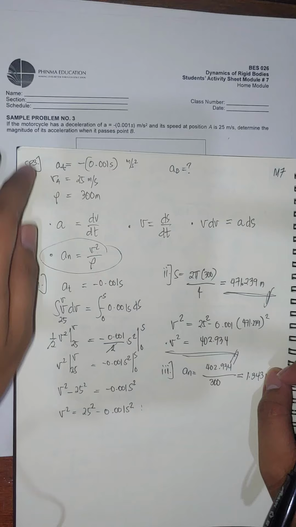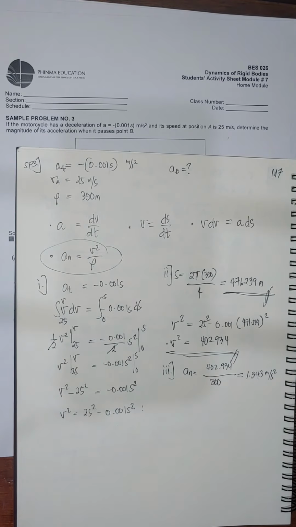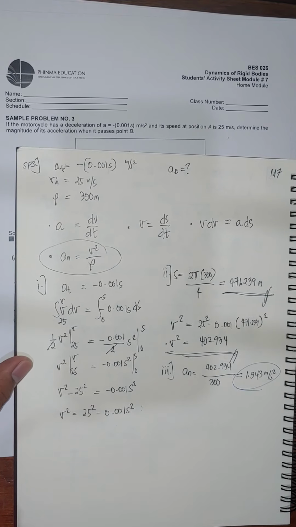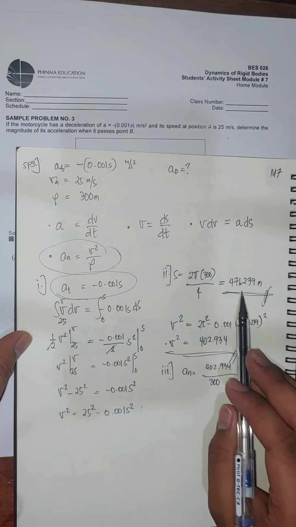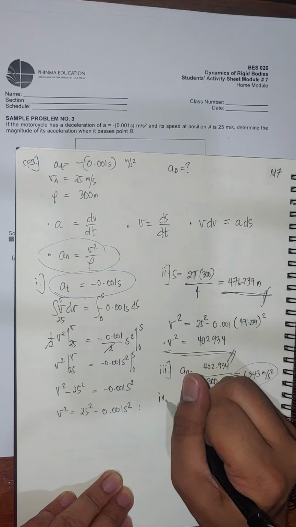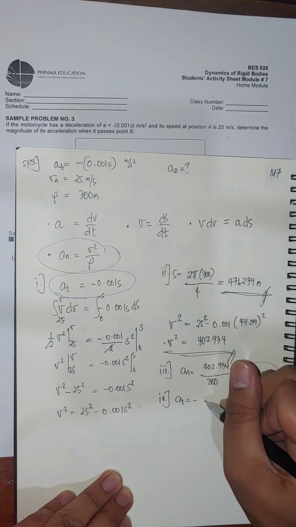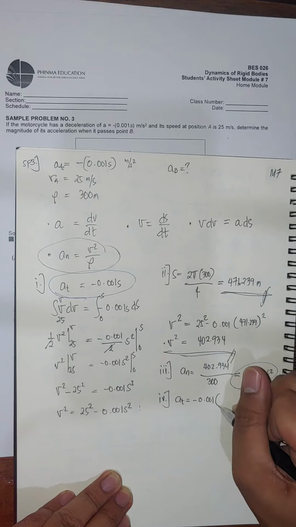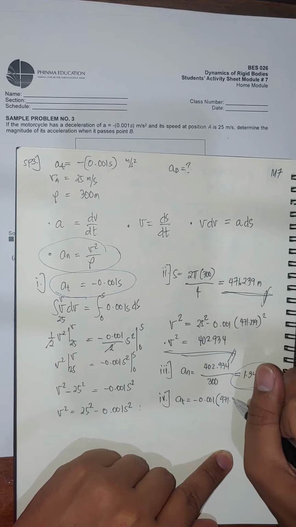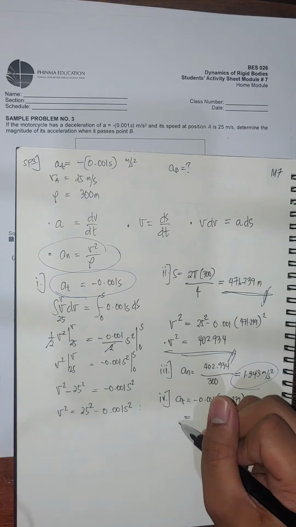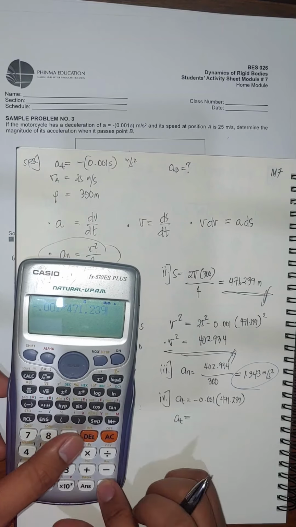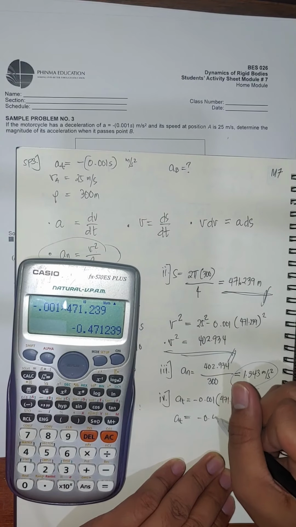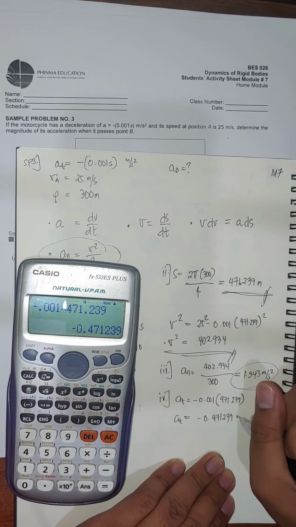Again, the magnitude of acceleration. So we now have the normal acceleration, but we still need to solve the tangential acceleration. Substitute the value of s. The tangential acceleration, a sub t, is equal to negative 0.001 times s, where s is 471.239. So the tangential acceleration is negative 0.001 times 471.239, that is negative 0.471239 meters per second squared.